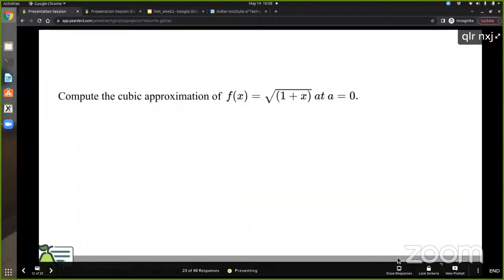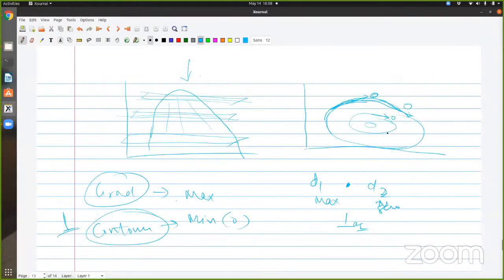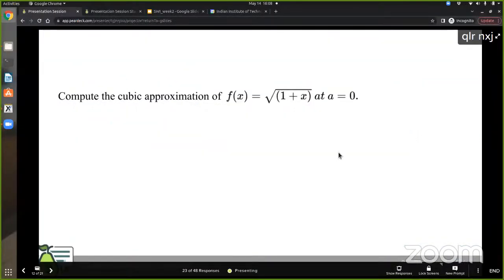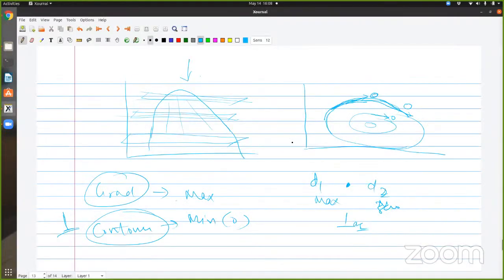Who had asked this question? Yes, ma'am, you had asked. Pranab asked actually, but he couldn't speak. Okay, I hope he was able to hear.